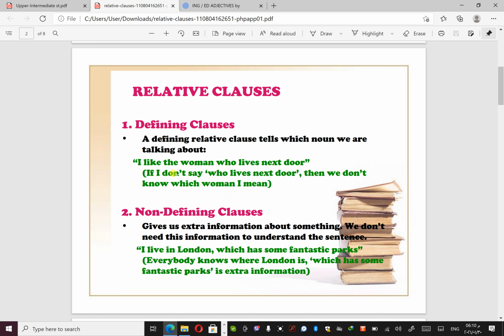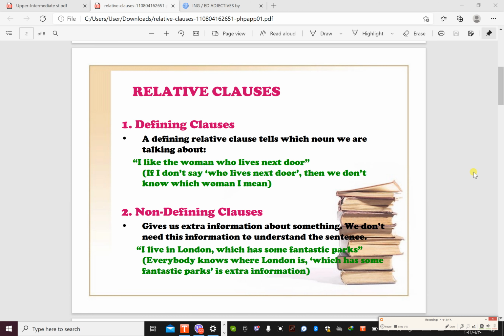And we have two types of relative clauses. We have defining clauses, while we have non-defining clauses. Defining clauses tell us which noun we are talking about, so it is necessary to put it in the sentence, because if we drop it, it is not understood. The sentence will not give us a full meaning. For example, a defining relative clause tells you which noun we are talking about, and it is necessary to mention it in the sentence.